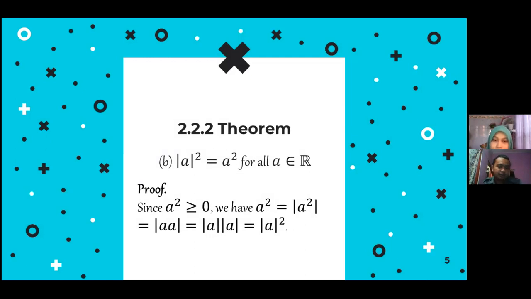The second theorem: the absolute value of A squared equals A squared for all A elements of R. The proof is, since A squared is greater than or equal to 0, we have A squared equals the absolute value of A squared, which equals the absolute value of A times A, and equals the absolute value of A times the absolute value of A. Hence, it equals the absolute value of A squared.